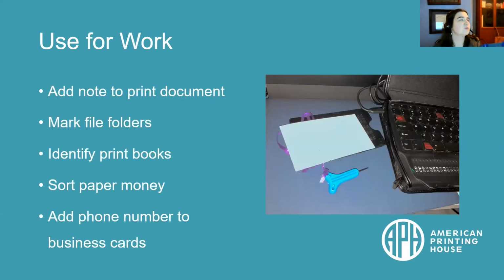And then use for work, add a note to a print document. Again, you want to make sure, oh, I need to give these papers to Cindy and I need to give those papers to Leanne. I can just put a note in the corner of the page. Identifying print books. If you know that there's certain books that you use a lot, you can just open up the book and on that first blank page that's a little thicker, add a note in the corner.